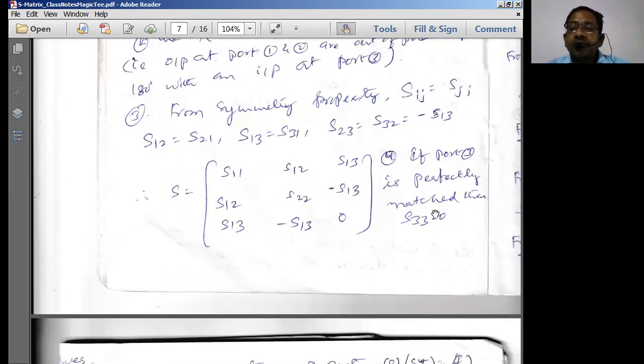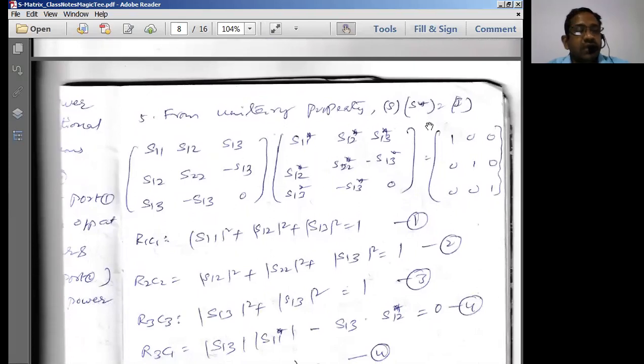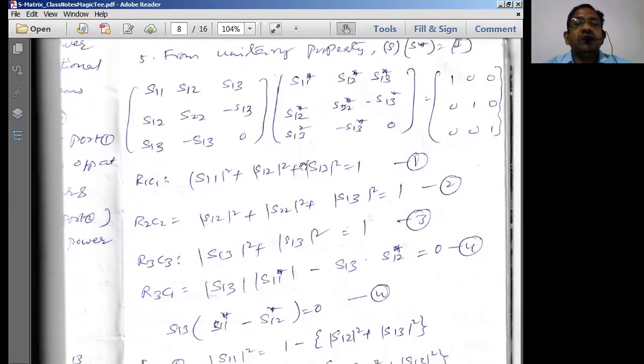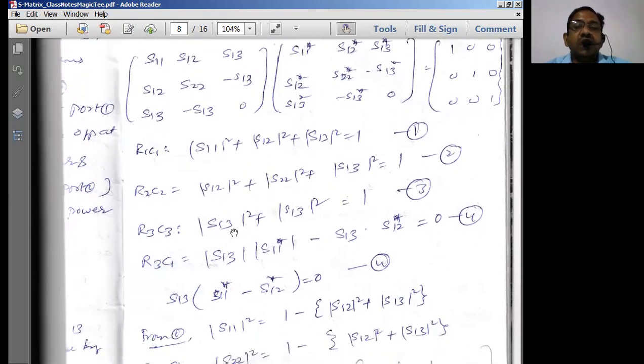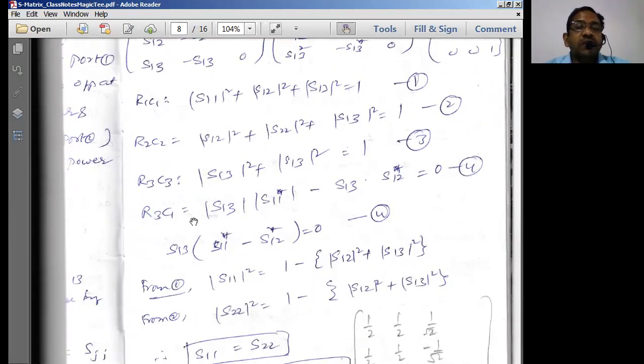If port 3 is a perfectly matched port for the inputs from the two collinear inputs 1 and 2, then S33 should be equal to 0. So therefore S33 is taken as 0. Now once again, same analysis, we equate it to the unitary matrix with this condition. Then I can simply write the S matrix like this. Then R1 C1, I'll get this equation 1, R2 C2, I'll get this equation, R3 C3, I'll be getting this equation, and next one is R3 C1, I'll get this particular equation. So therefore this R3 C1 is nothing but equation 4 I have.